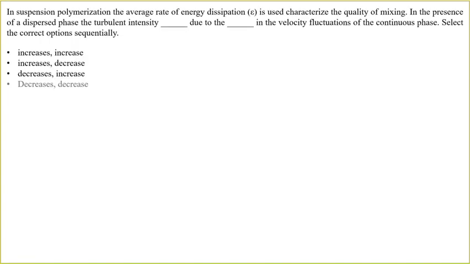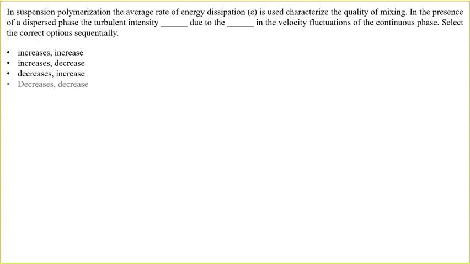In suspension polymerization, the average rate of energy dissipation, epsilon, is used to characterize the quality of mixture. In the presence of a dispersed phase, the turbulent intensity, blank, due to the blank in the velocity fluctuation of continuous phase. Select the correct option. So the mixing phenomena usually controls the particle size density. So the better it is mixed, the better the particle size density will be. So in suspension polymerization, the rate of dissipation is characterized by the quality of mixing.